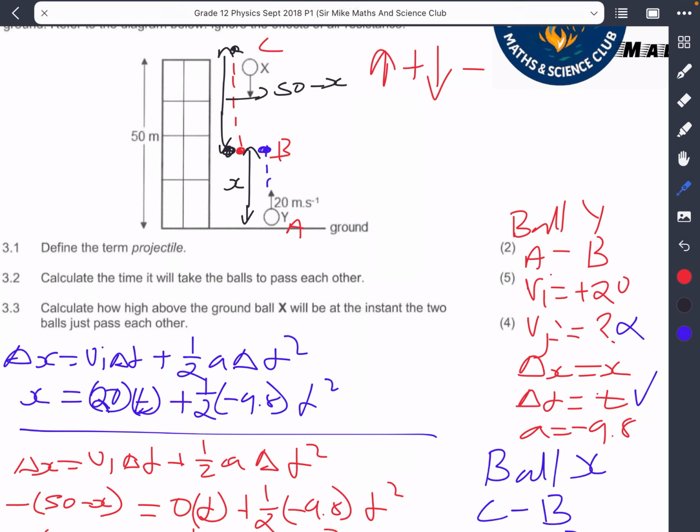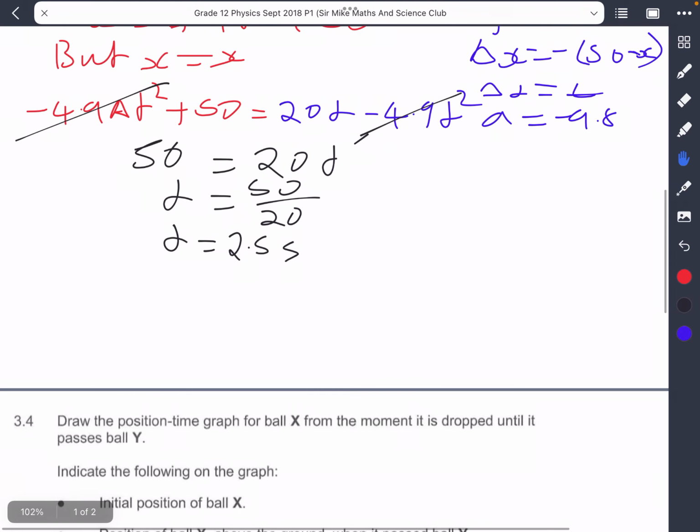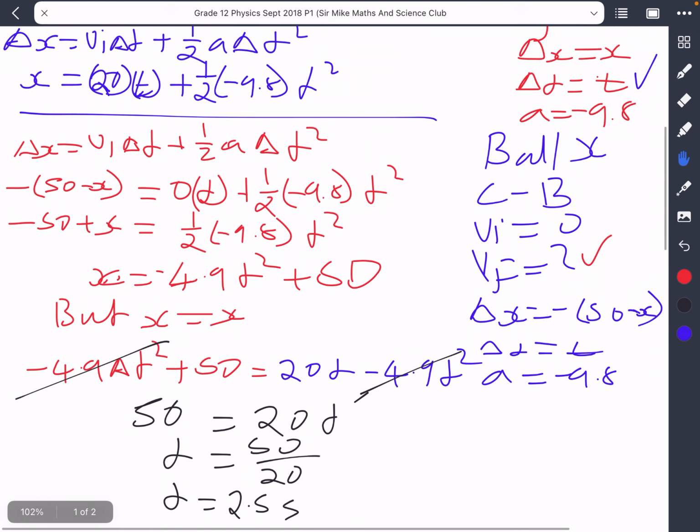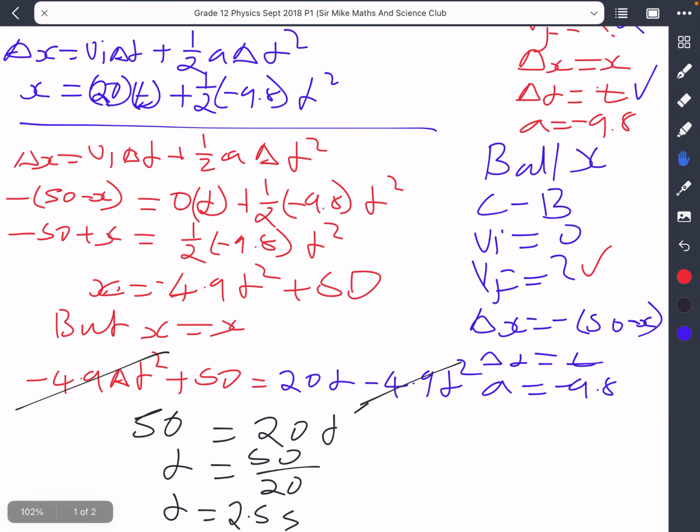Now remember, we said that when those two objects pass each other, they would have the same height above the ground. So in this case, that would be X. What they are asking us to calculate is the value of X. Since delta t is 2.5, I'm just going to use that equation that we have right here. Why? Because we already have X isolated. You can also use the other one. You're going to get the same answer nonetheless.